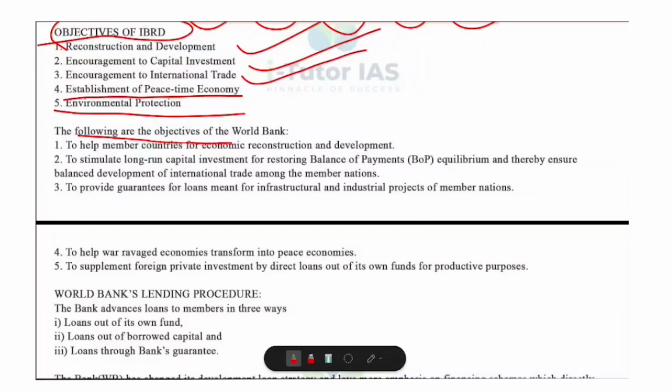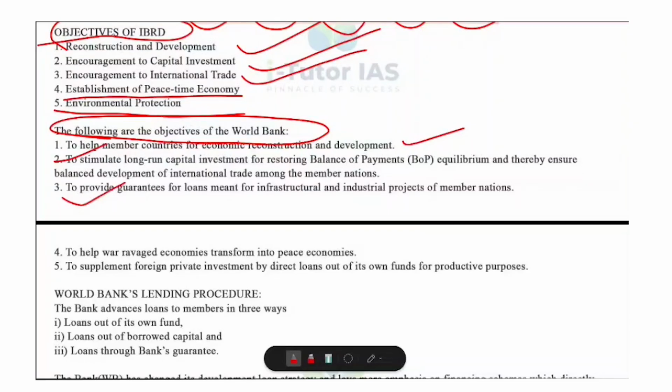Now we are going to learn about the objectives of World Bank. The World Bank provides financial and technical help to member countries for rebuilding their economies. This is especially important for countries affected by wars, natural disasters or underdevelopment. So that is what we have written here, that is economic reconstruction and development. Second, stimulate long-run capital investment. That is, it encourages long-term investments in infrastructure, industry, and other productive sectors. This helps countries restore their balance of payment equilibrium, meaning they can manage imports and exports better. It also promotes balanced international trade among member nations.